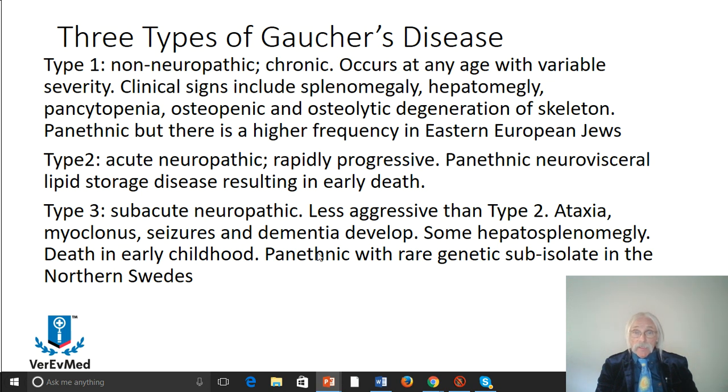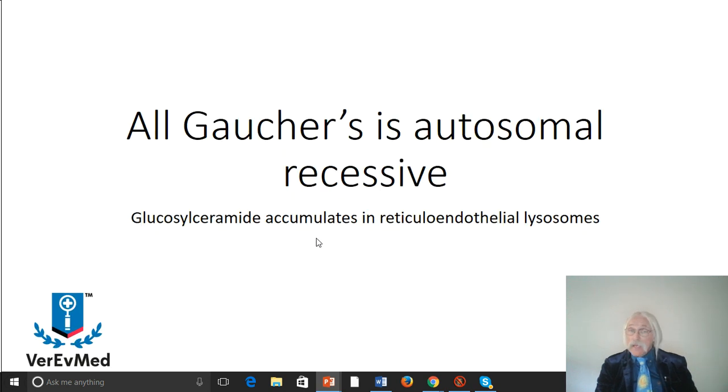Again, it's a pan-ethnic disease. They all are sort of pan-ethnic. However, this one has a rare genetic subisolate, which you find in northern Swedes. Okay, so there is some element of a specific ethnic group for type 1 and type 3. But for the most part, these are pan-ethnic diseases, lipid storage diseases. So as I've been saying, all Gaucher's is autosomal recessive. You need both mutations for this to be a problem. So if you have one copy of the gene and it is expressed correctly, you're not going to have this disease. So you have to have both of them disrupted.